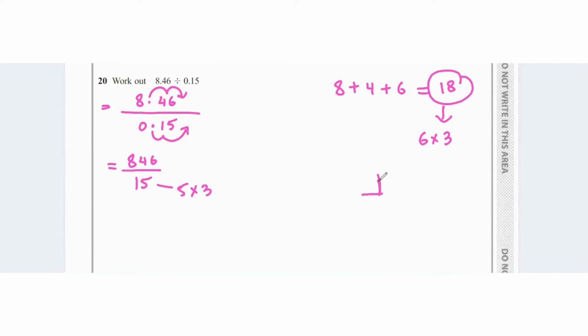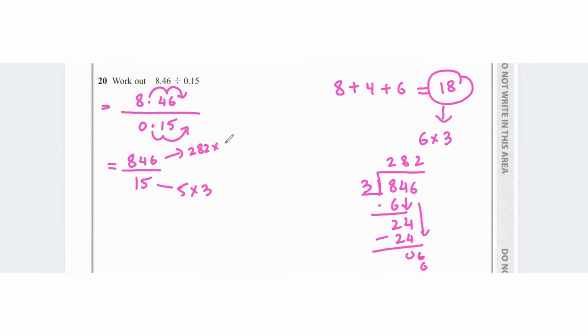So now what we can do is divide 846 by 3. We know 3 2s are 6, minus 2, 4 comes down, 3 8s are 24, 0 remainder, 6 comes down, and we know 3 2s are 6. So no remainder. So 846 is 282 times 3, which means we can cancel the 3 over here, and we have 282 divided by 5. Now let's divide 282 by 5 to give the answer in decimals.